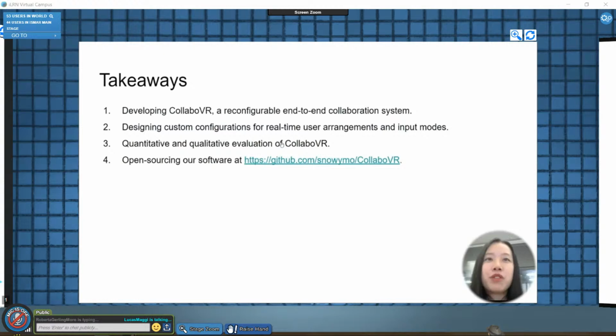Also, we provided a quantitative and qualitative evaluation of collaboration with our participants to discuss its advantages, limitations, and potential impacts on collaborative VR systems. Lastly, we will open source our software to facilitate future development in collaborative VR systems with multimodal inputs. Next, we showcase several live demos of collaboration.